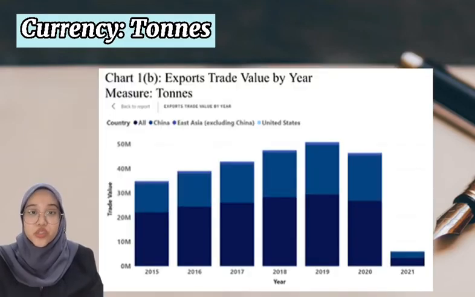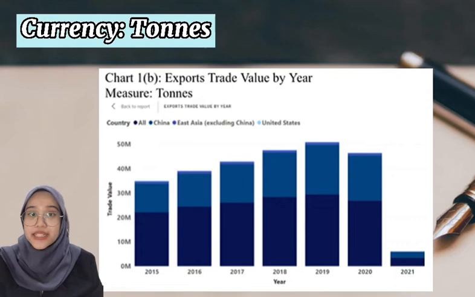Next is the tons measure. Looking at the trends over time, the export trade value for all nations has increased significantly from 2015 to 2019, especially in China. Relatively, the overall trade value for this period increased by more than 50 millions. Unfortunately, starting from 2020 to 2021, all countries have slowed down their production due to the COVID-19 pandemic.